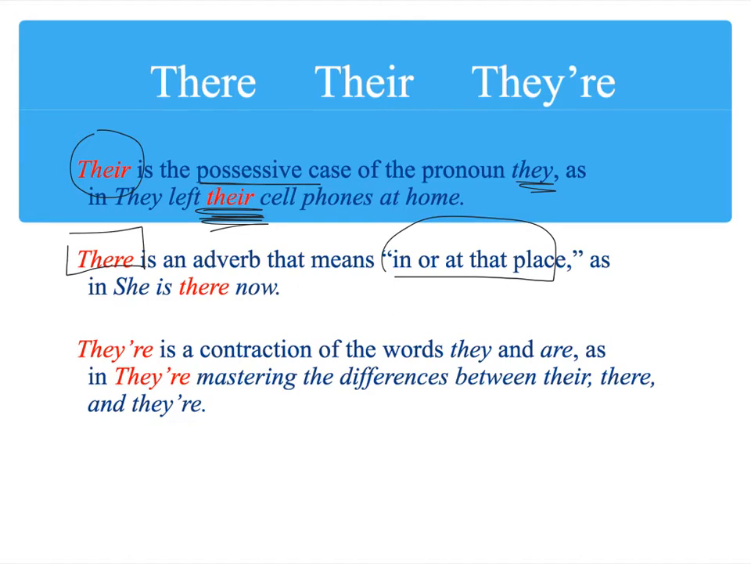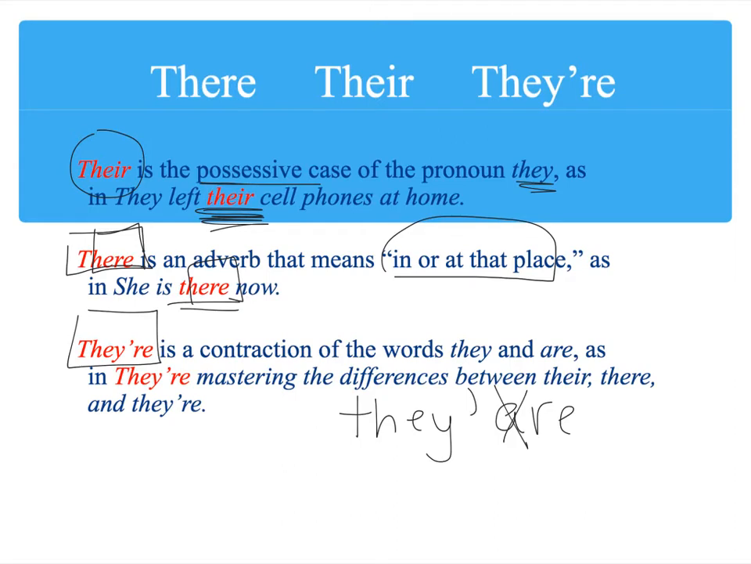Where did you leave it? Here it is, so kind of the same trick. There has the word here in it, referring to a place. She is there now. Where is she? Here she is. Then we have the third, they're, and that is also a contraction, like the word it's that we just talked about. And it is the contraction for they are. So instead of writing they are at the zoo, we're going to take the a off and substitute it with an apostrophe, and it's going to be they're.